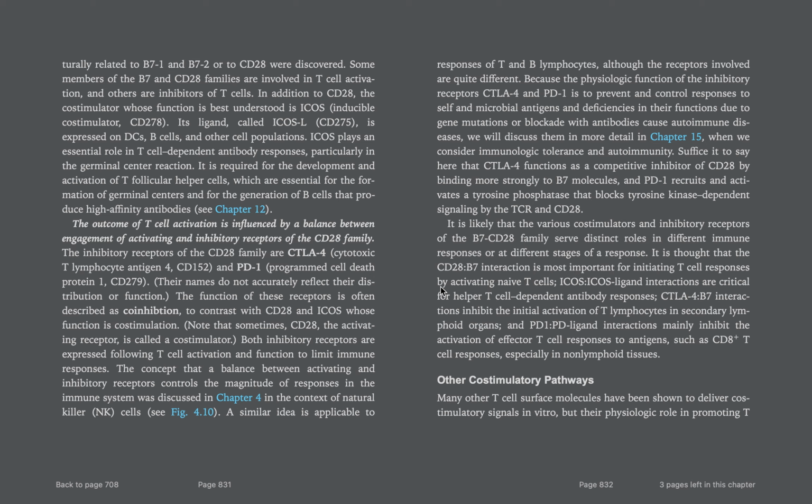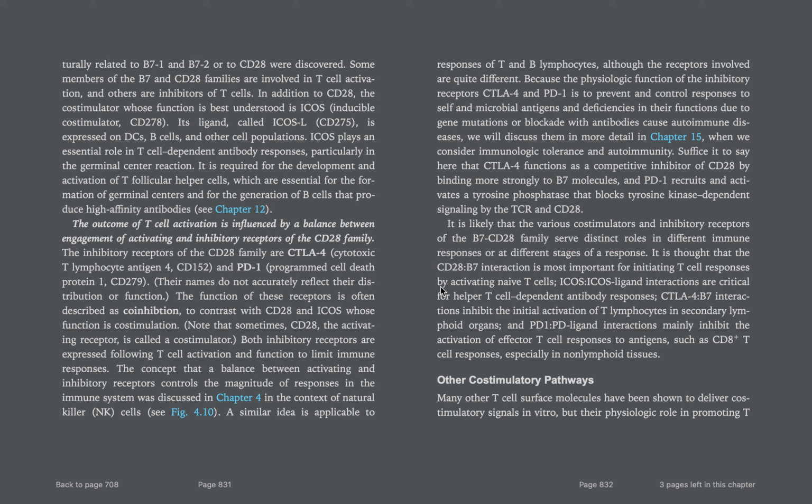Note that sometimes CD28 and other activating receptors are called costimulators. Both inhibitory receptors are expressed following T cell activation and function to limit the immune response. The concept that a balance between activating and inhibitory receptors can control the magnitude of response in the immune system was discussed in chapter 4 in the context of natural killer cells, and figure 4.10. A similar idea is applicable to responses of T and B lymphocytes, although the receptors involved are quite different.